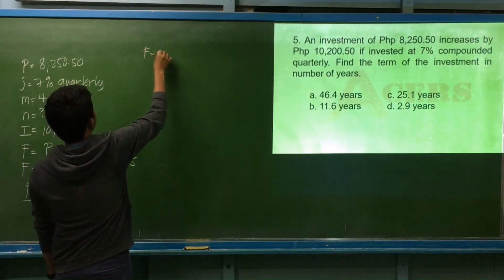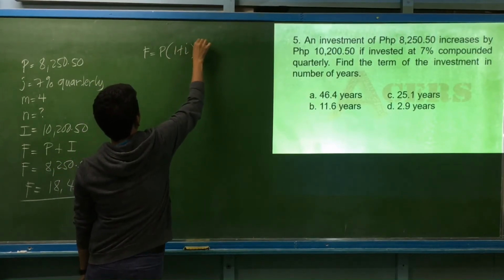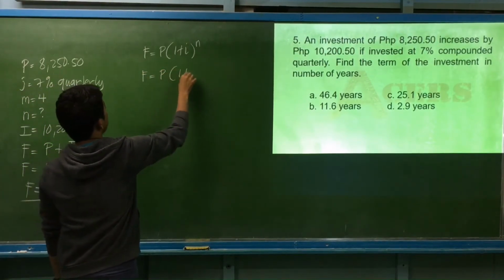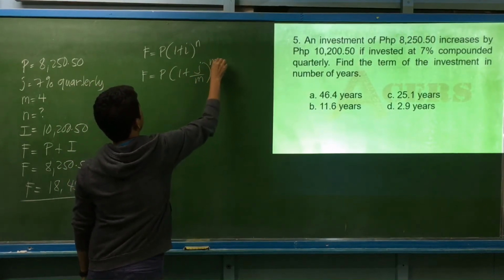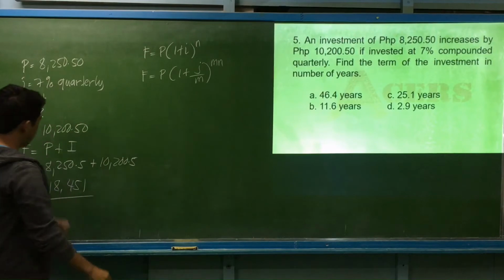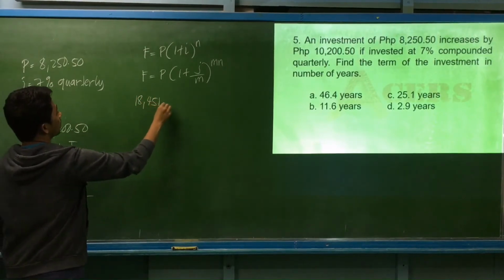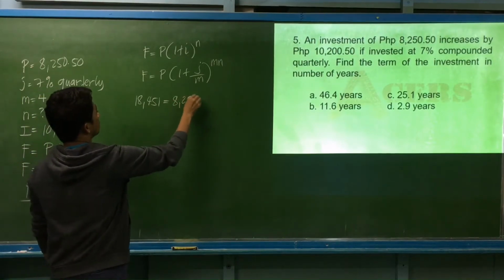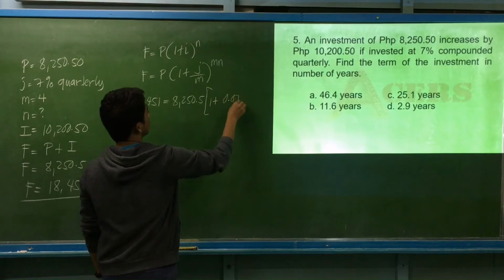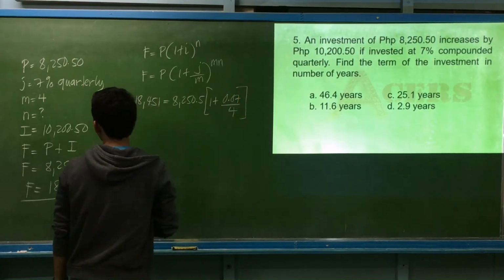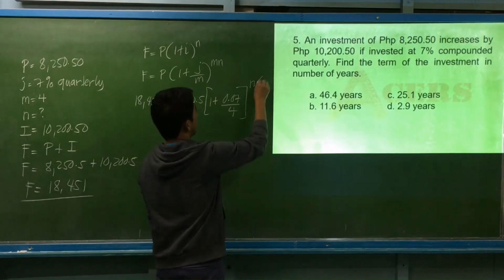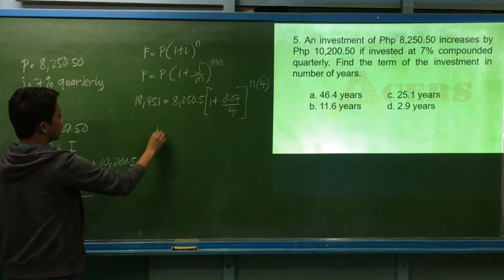So the future amount is the present amount multiplied by (1 + i)^n. Again, it is compounded quarterly, so let us expand the equation. The future amount is the present amount multiplied by (1 + j/m)^(mn), or nm, anyway they are the same. We have the future amount of 18,451. Our present amount is 8,250.5, multiplied by 1 plus our nominal rate 0.07 compounded quarterly over 4. This is raised to the number of years we are looking for. Each year has 4 quarters, so we multiply by 4. So let's compute for the number of years.